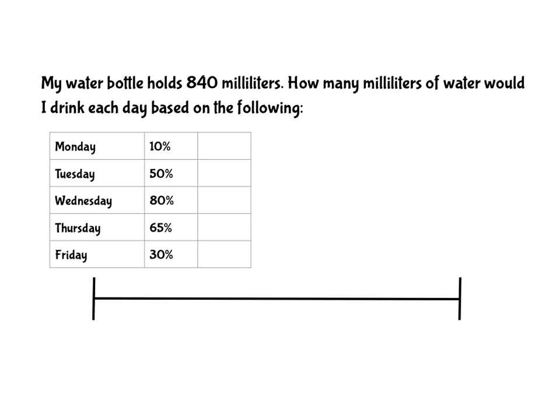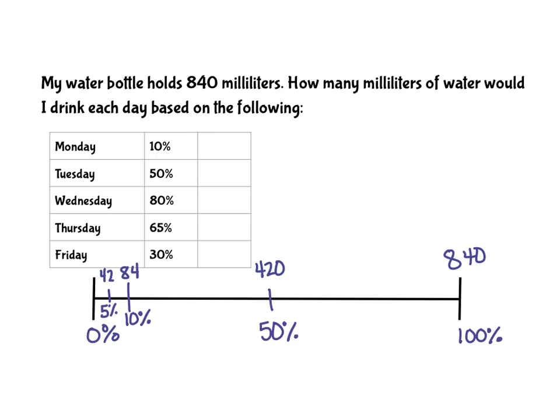Okay, fill out your percent ruler, pause the video. It says my water bottle holds 840 milliliters. How many milliliters of water would I drink each day based on the following? So you are going to find 10%, 50%, 80%, 65%, and 30%. When you are done finding as many of those as you can, start play, and then we will check your work.